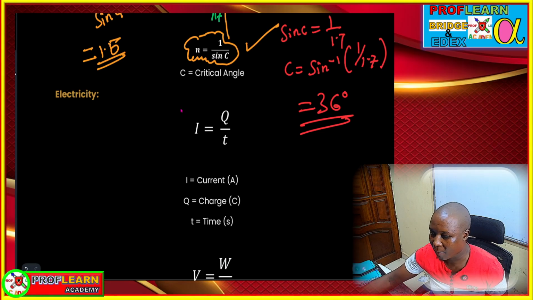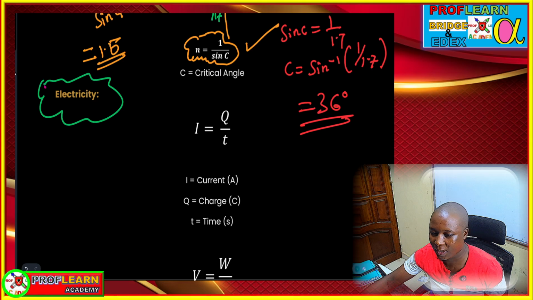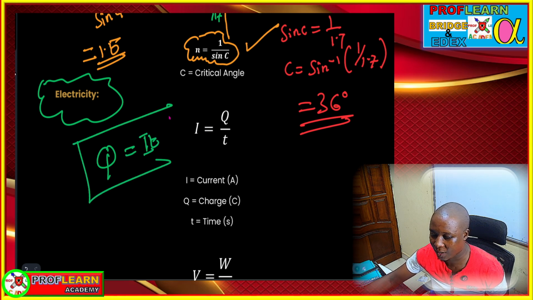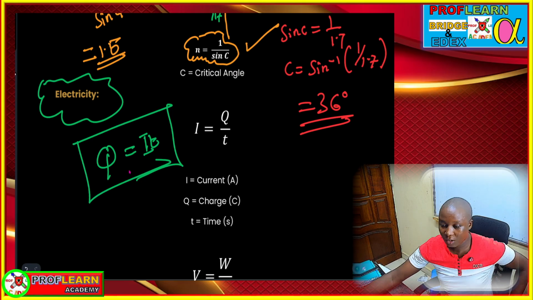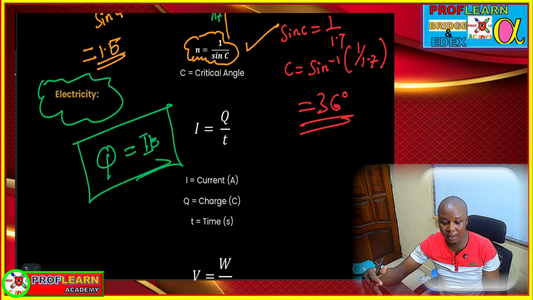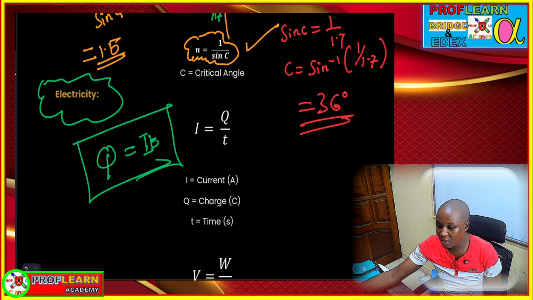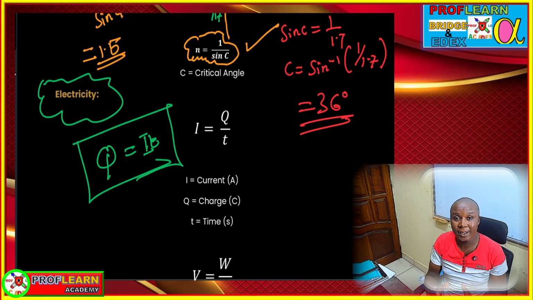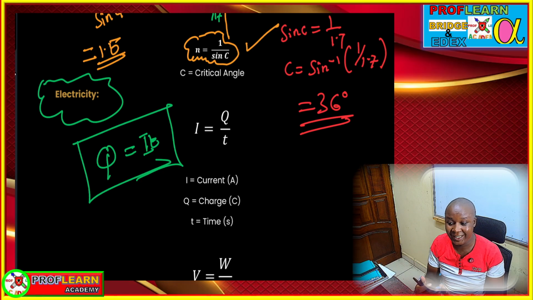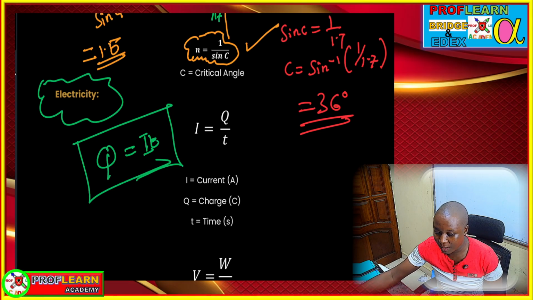Also, you need to remember for electricity, because electricity is another area that you'll be seeing in that paper. We are going to remember that current is equal to charge over time, or charge is equal to IT. This is the way it's easier to remember it. Charge is equal to IT, but I must be in amperes and time must be in seconds. So if you are given time in minutes, remember to do the conversion so that you have it in seconds and don't make any mistake.